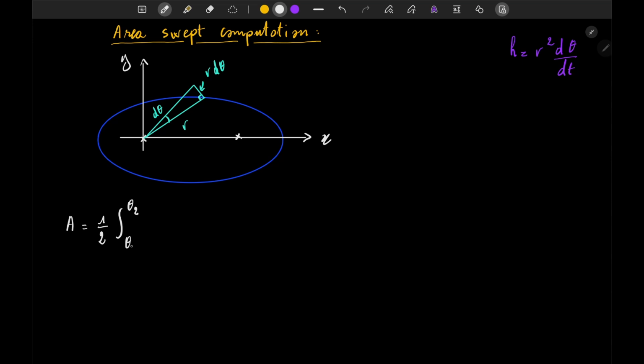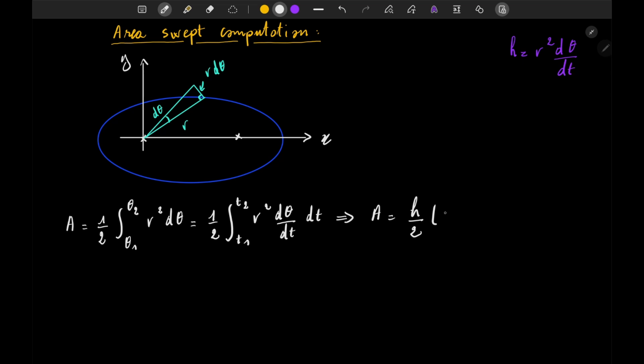And we can invoke the chain rule to change the variable that we are integrating with respect to, from theta to time. So we get that the area A equals 1 over 2 the integral between t1 and t2 of r squared times the derivative of theta with respect to time, dt. Notice that we can substitute h, and finally we get the expression for the area A, which is h over 2 times t2 minus t1. From this expression for the area, we can infer the second law of Kepler. If the interval t2 minus t1 is equal, so is the area.